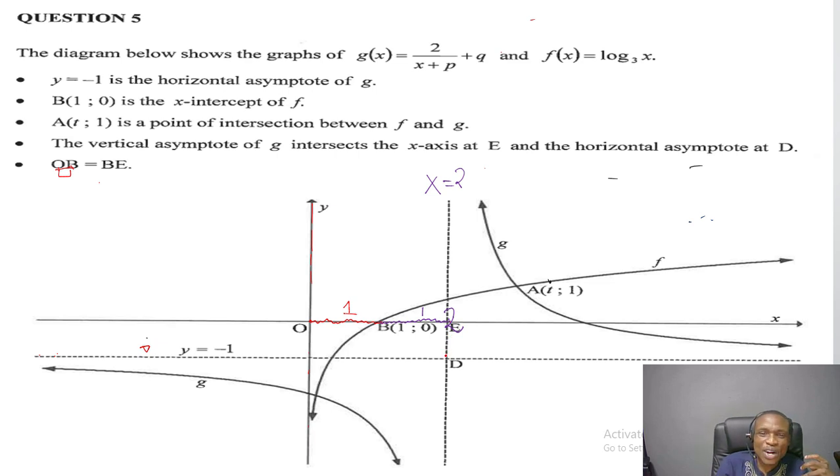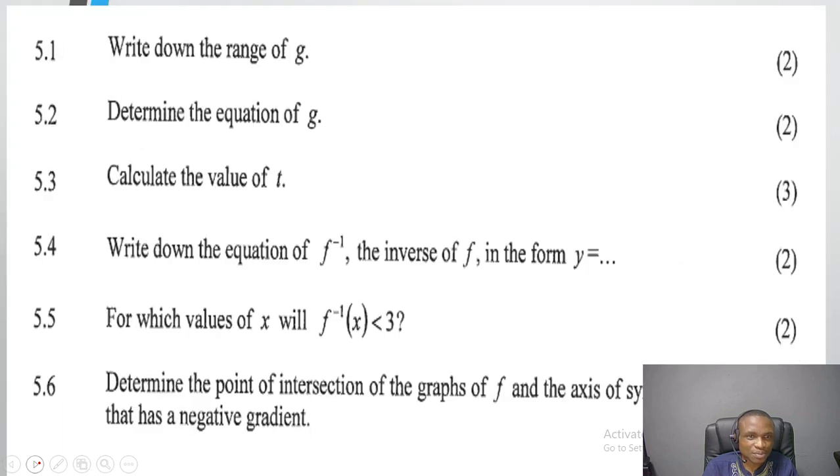Now I have got both asymptotes of g, the horizontal and the vertical asymptote. Okay, I think now we are ready to go and look at the question.